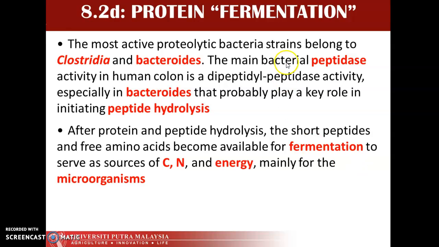Okay. The most active proteolytic bacteria belong to Clostridia, and this is the type of bacteria that can cause putrefaction. It can also be caused by bacterial peptidases in the human colon. Okay, in the human colon, the short peptides and free amino acids after the action of putrefaction are available for fermentation. It means that the bacteria inside our gut convert the protein into something that can be fermented. Okay, mainly for the microorganisms. Okay, thank you.